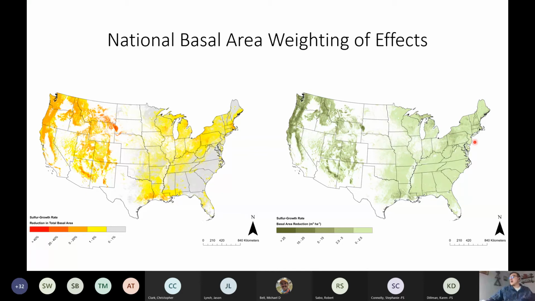So we can see, out in the West, we're losing larger amounts of basal area. A lot of that's due to the sensitivity of the species that reside out west. Like Linda alluded to as well, it's the conifers that really tend to be pretty sensitive here. So we see large swaths in the west losing higher amounts of basal area.